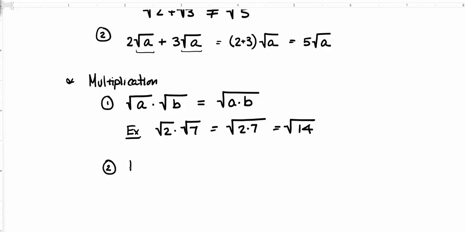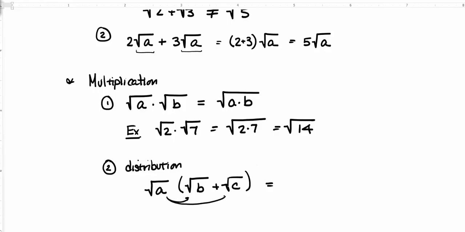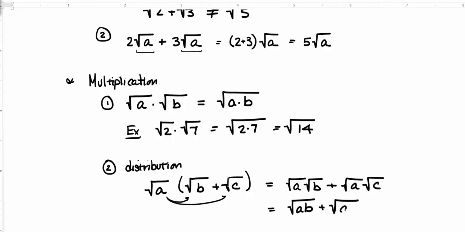The other property we want to remember is when we talk about distributing. So if we have the square root of a times the quantity square root of b plus the square root of c, that's going to equal, so we take these and we multiply them out. That equals the square root of a times the square root of b plus the square root of a times the square root of c. And as we saw before, this is simply square root of ab plus the square root of ac.